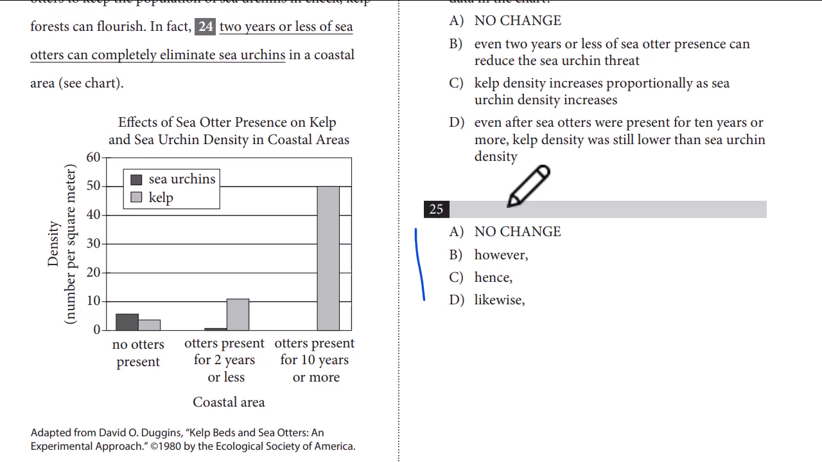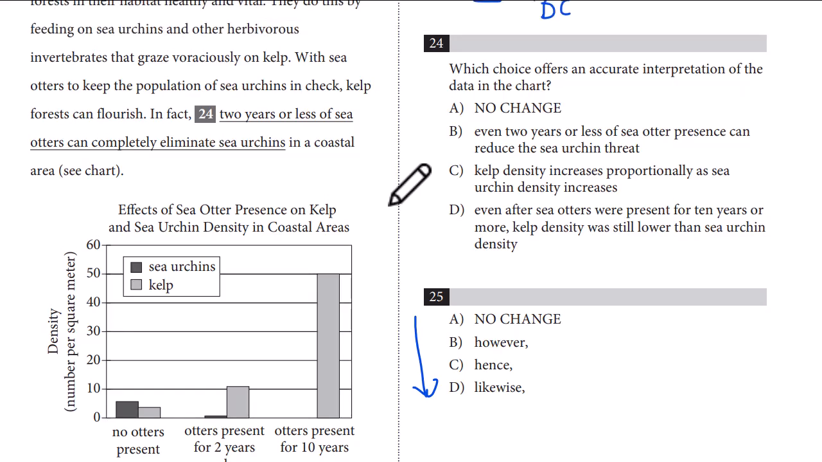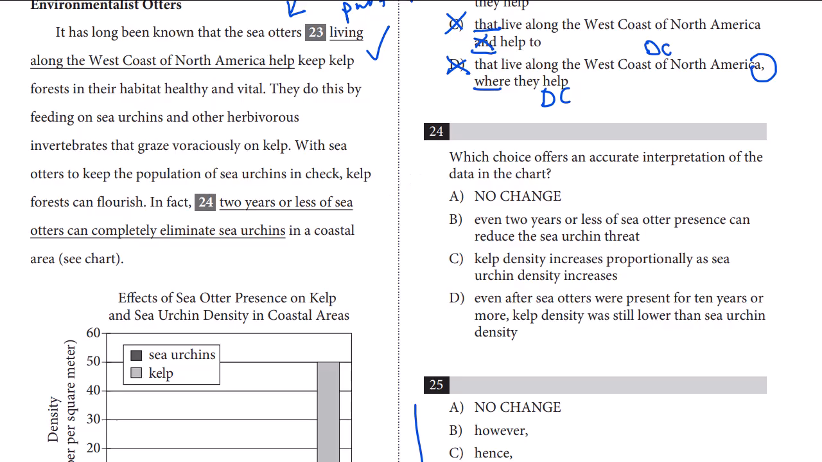25. Looks like we have transition questions here. Okay, so I'm going to read the sentence before. In fact, 2 years or less of sea otters can completely eliminate sea urchins. That's a weird sentence. I'm going to need to read above this to get the idea. They do this by feeding on sea urchins and other herbivorous invertebrates that graze voraciously on kelp. With sea otters to keep the population of sea urchins in check, kelp forests can flourish. Okay, so the otters eat the sea urchins, and then the urchins don't eat the kelp forests, so the kelp can flourish.